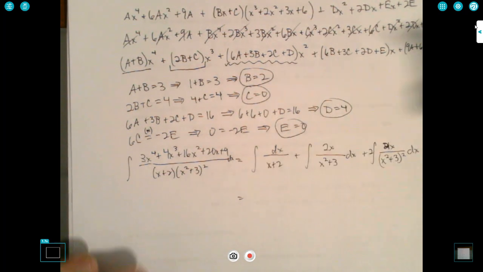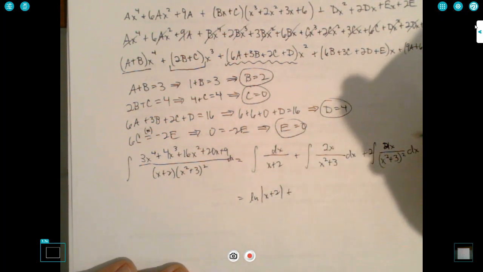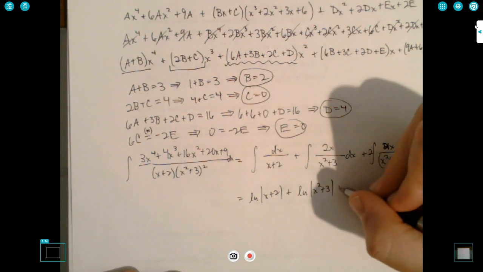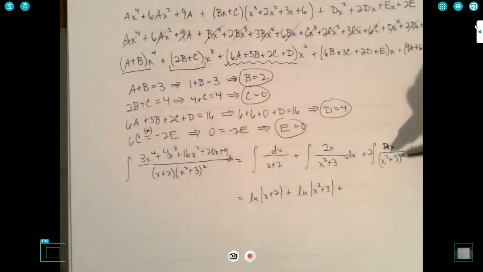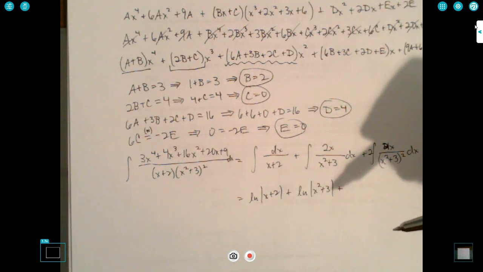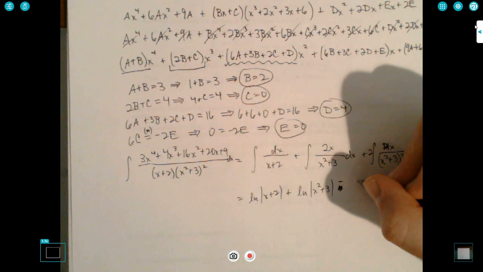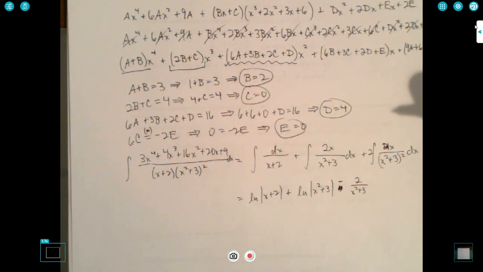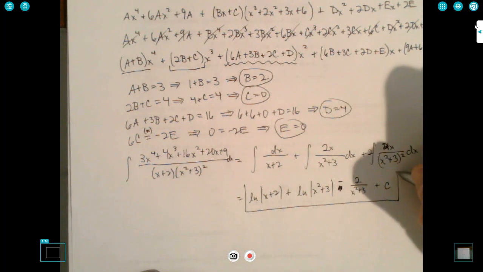Okay, I think I can do that in my head without having to do a u substitution. ln x plus 2 plus ln x squared plus 3 plus, or maybe I should make it a minus, du over u squared, so u to the negative 2, so that's going to become a u to the negative 1 divided by negative 1. So that's going to be a negative 2 over u, where u was x squared plus 3. Plus c. There you go, in all of its glory.